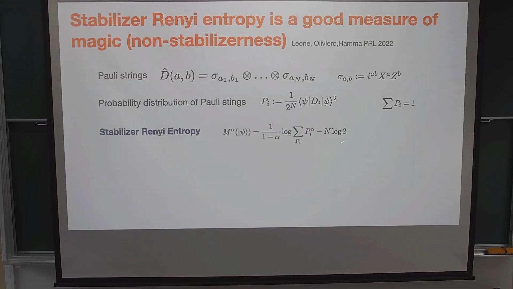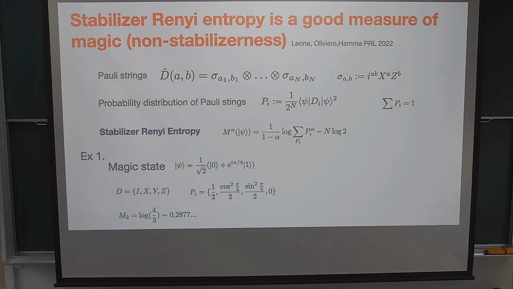This subtraction is just trying to make the stabilizer states have zero stabilizer Renyi entropy. And then I'll just give you some examples. Of course, a magic state, which is not a stabilizer state, has non-zero entropy. M2, when I say M2, means I've taken the second Renyi of this stabilizer Renyi entropy.